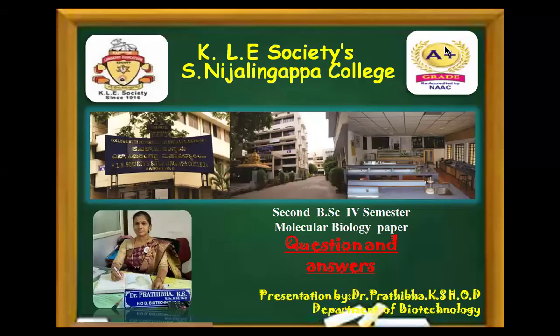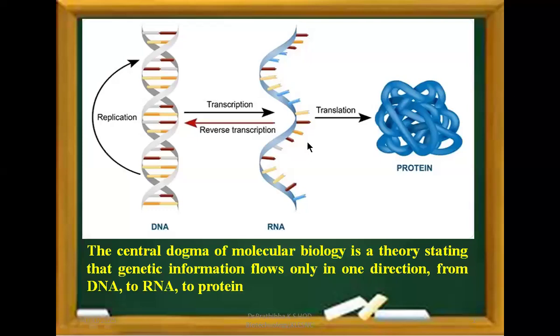Hello there. Today in this class, let us understand about molecular biology, the Central Dogma. So what is the Central Dogma? The Central Dogma of molecular biology describes the fundamental flow of genetic information within a biological system. And this Central Dogma was first proposed by Francis Crick in the year 1958.